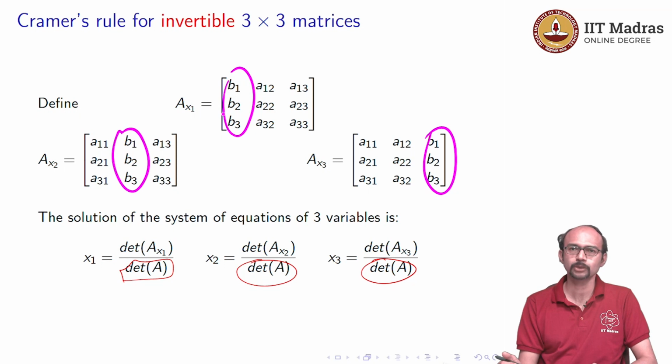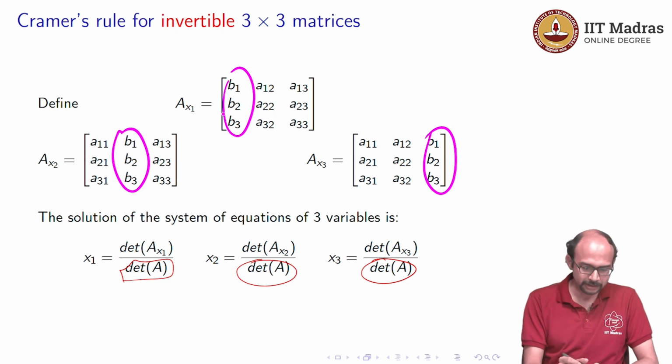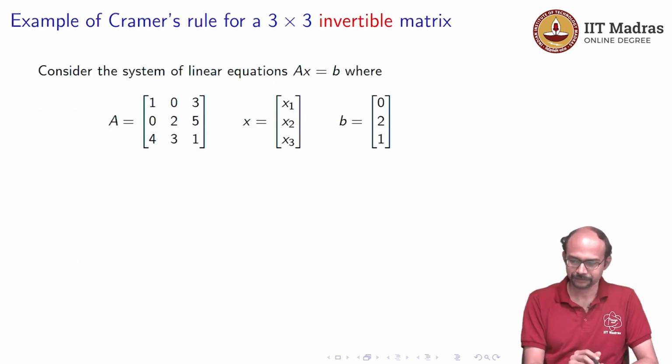Okay, so, this is Cramer's rule for 3 by 3 matrices, or for a system of linear equations in 3 variables. Fine, maybe let us do a quick example.